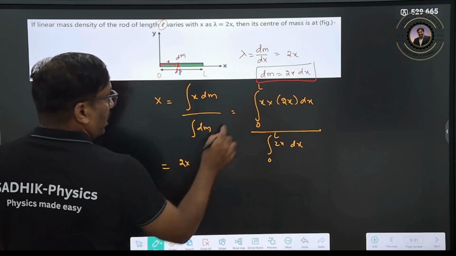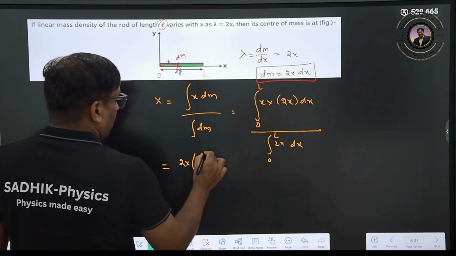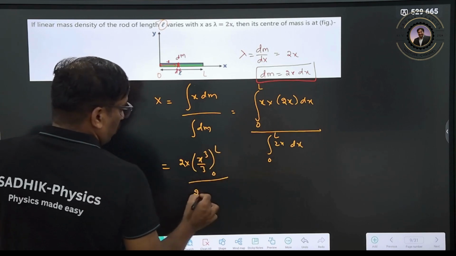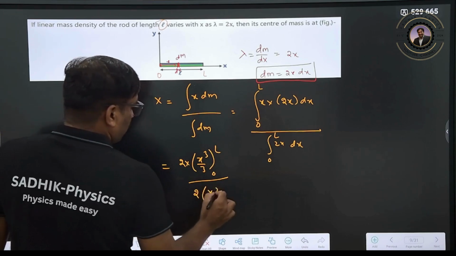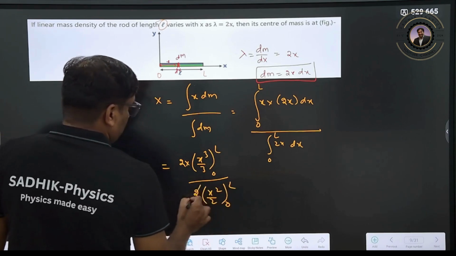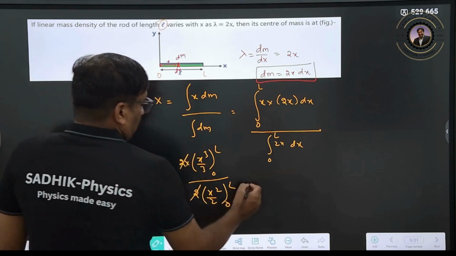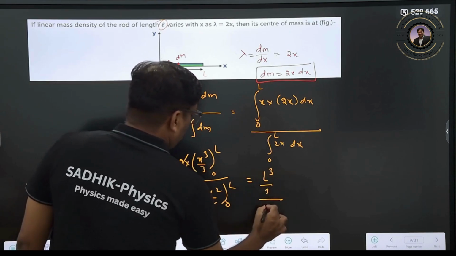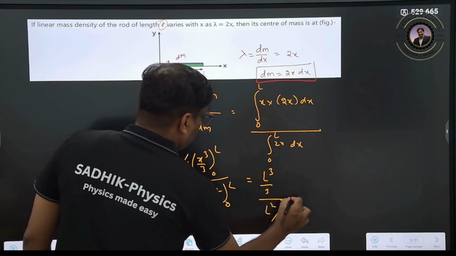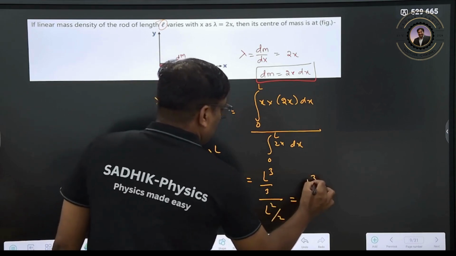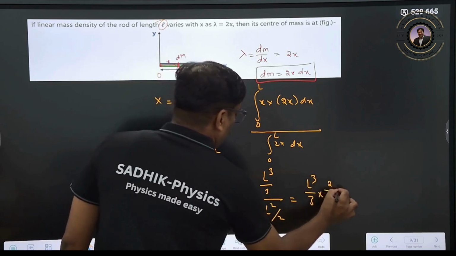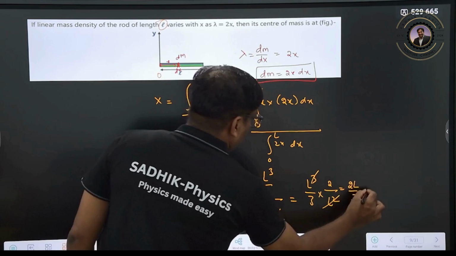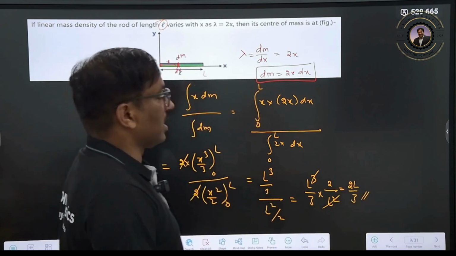Therefore 2 into x square integration is nothing but x cube by 3, from 0 to L, divided by 2 into x square by 2, from 0 to L. This will get cancelled out. That is L cube by 3 by L square by 2. Clear? So that is L cube by 3 into 2 by L square, which gets cancelled out. Therefore 2L by 3 will be your center of mass.